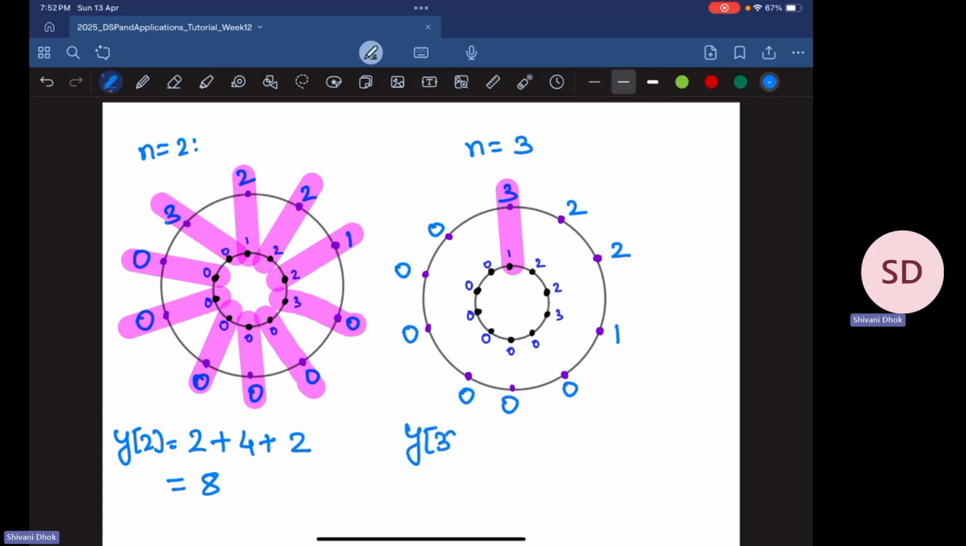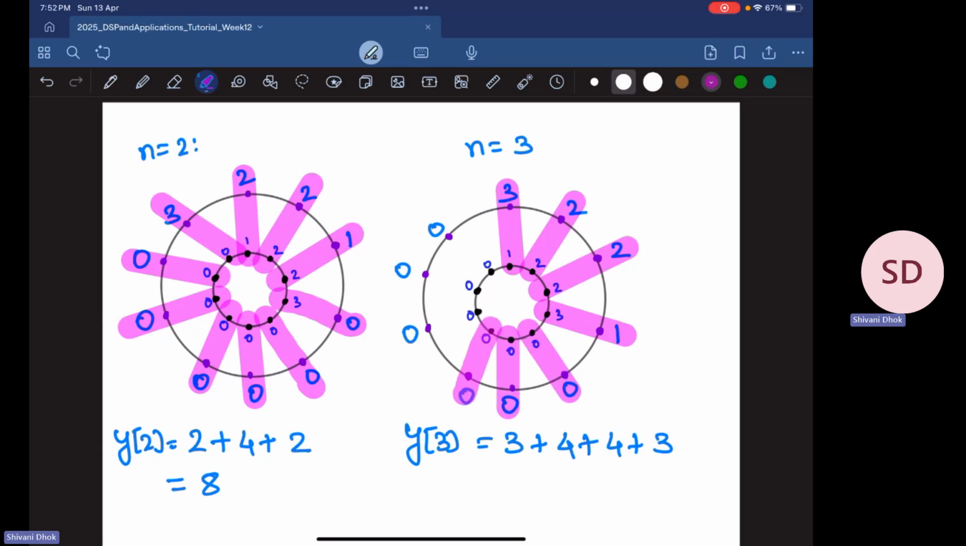So we have y of 3 equal to 3 into 1, 3, plus 2 into 2, that is 4, plus 2 into 2, that is 4, plus 3 into 1, that is 3. Then we have plus 0 into 0, 0, and so on for the remaining terms. So this comes out to be equal to 14. Okay. So we have reached till n equal to 3. Now next we will do for n equal to 4.